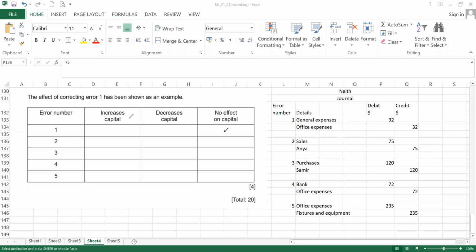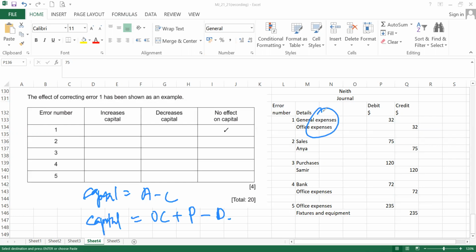First one, capital. So capital gets an impact. How do we see the impact? For capital, we can use the accounting equation, asset minus liability, or we can use capital equals opening capital plus the profit minus the drawings. So these two equations we can use to find the impact. Now the first one, debit general expenses, credit office expenses, both are expenses. Expenses increase, expenses decrease. So eventually, no impact.